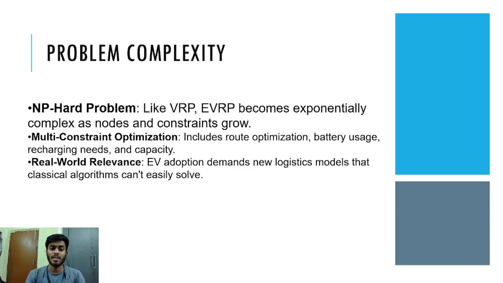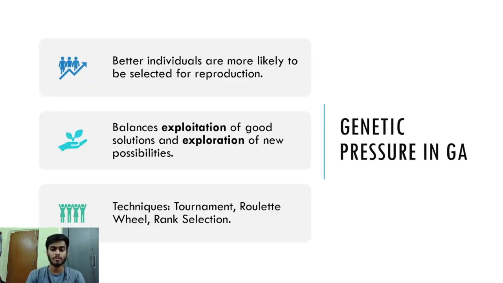What is problem complexity? NP-hard problems like VRP and EVRP become exponentially complex as nodes and constraints grow. Multi-constraint optimization includes route optimization, battery usage, recharging needs, and capacity. Last, real-world relevance. EV adoption demands new logistic models that classical algorithms cannot easily solve.